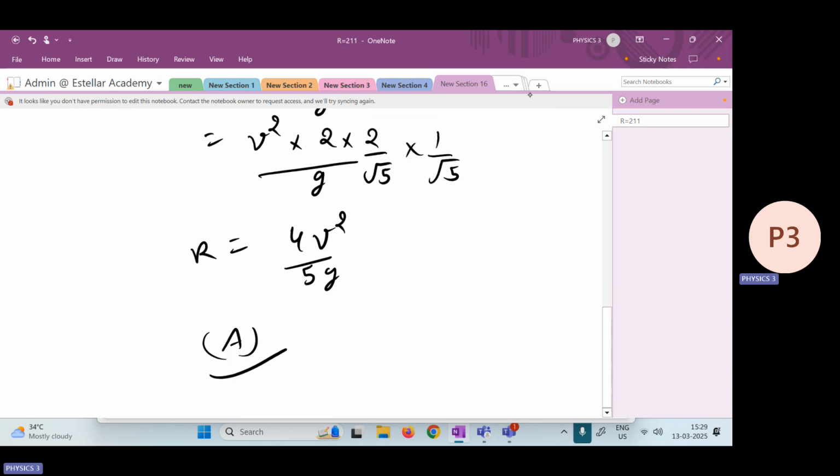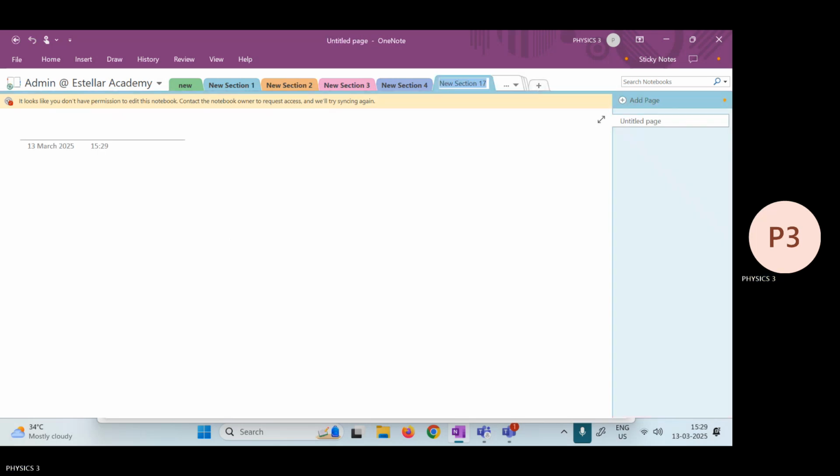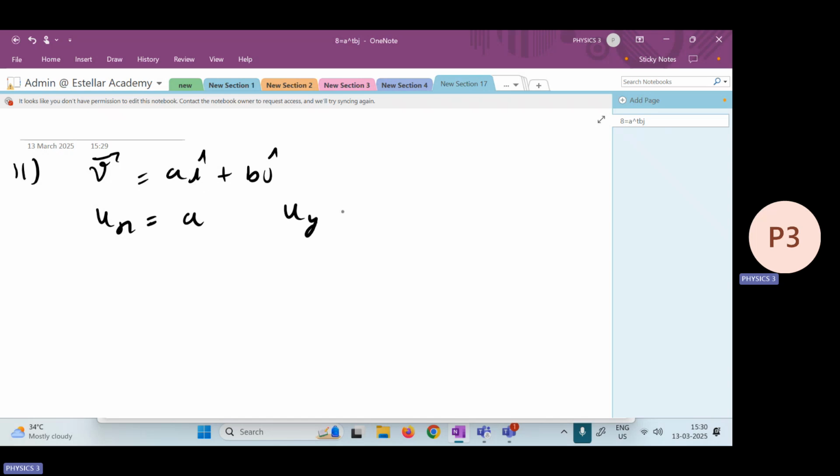Okay. Now let's come to the next question. The 11th question. We have given a projectile is thrown with an initial velocity of v is equals to a i cap plus b j cap. We have given if range of the projectile is double the maximum height attained by it, then. Okay, so from this we can write ux, which is the initial velocity's component in x direction, which is a here, and uy will be b here.